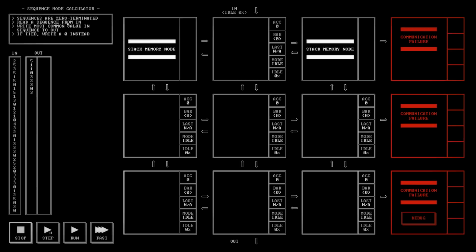Sequence mode calculator. Sequences 0 terminated. Read from in. Write most common value in sequence to out. Excuse me? If tied, write a 0 instead? What? Oh. This is frightening. So I need to count multiple things. I need to take an inventory of values. Really? Oh dear. This sounds like a lot of work for this little computer here.